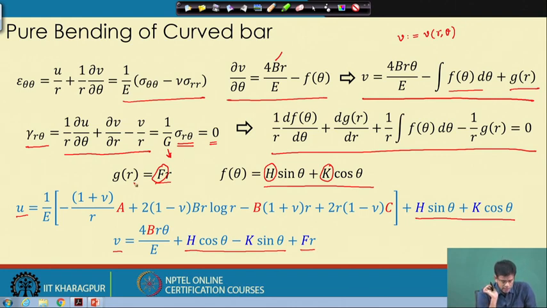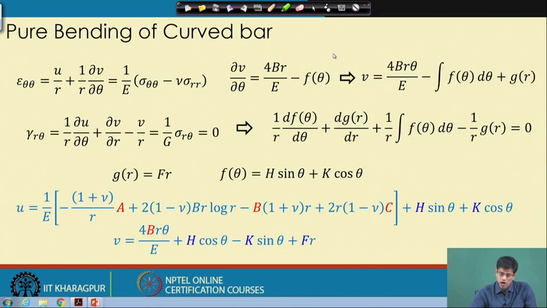Now, here if you look carefully, we have already found out a, b, c. So, these three constants we have already found out from the stress boundary condition. Even though I have written them here, these constants we know. So, we have to find out only three constants, which are h, k and f. If I can find out these three constants, we can find out the displacements u and v. So, let us see how we can find out these three constants.